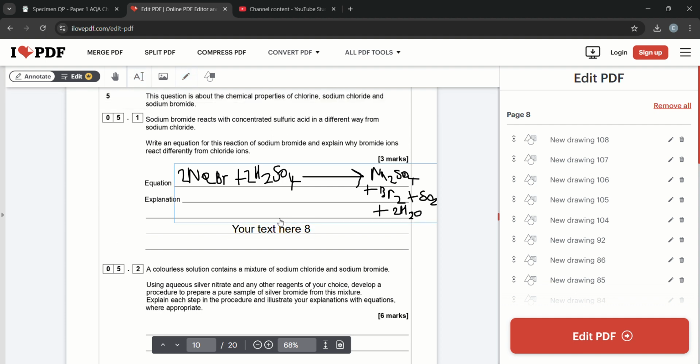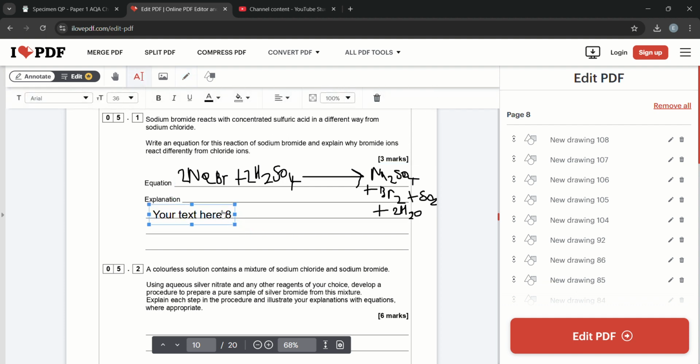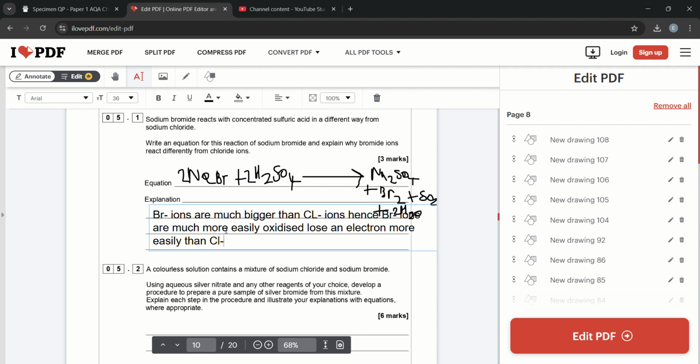The explanation: chloride ions and bromide ions. Br minus ions are much bigger than Cl minus ions. Hence, Br minus ions are much more easily oxidized, in other words they can lose an electron more easily than Cl minus ions. Because they're much bigger, it's easier for them to lose an electron because of the weaker attraction.